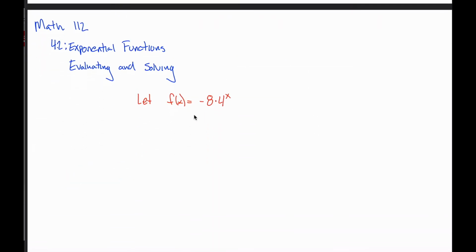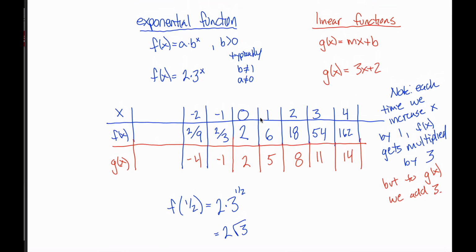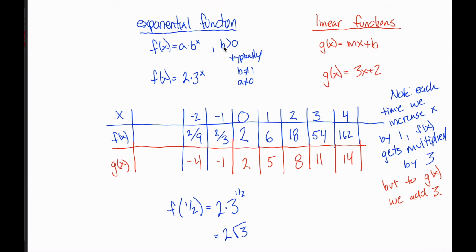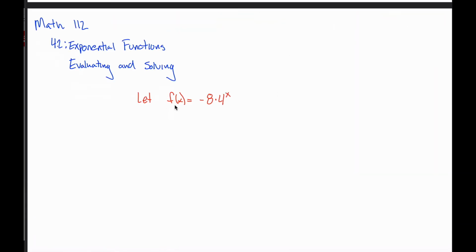So here's an exponential function. f of x equals negative 8 times 4 to the x power. And you're like, whoa, negative 8, is that okay? Yeah, that's totally fine. It's just the value of b that can't be a negative number. So just the base has to be positive. This a that's out in front can be any number you want, although typically we choose it not to be equal to 0.